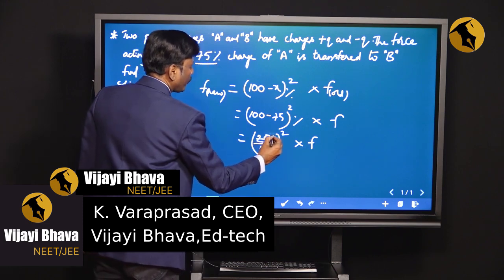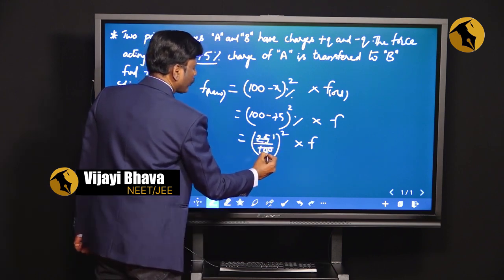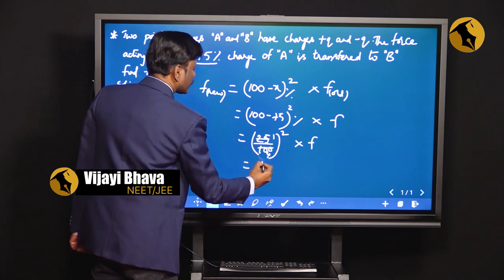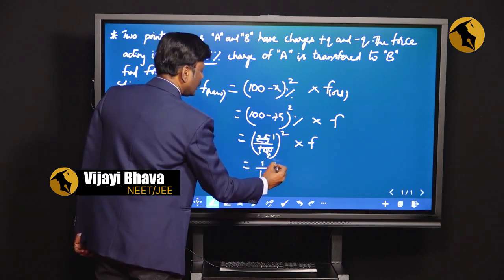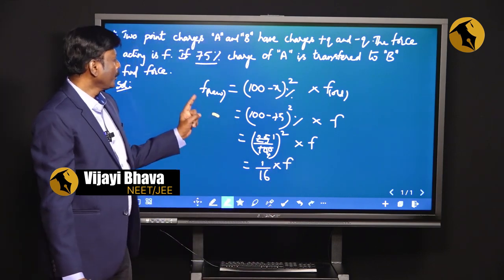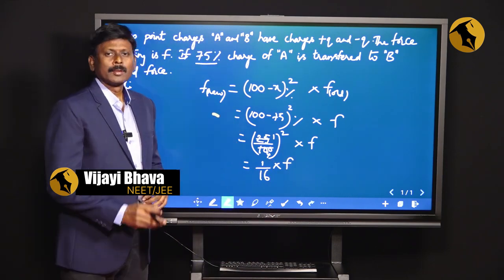Now 25 ones are 25 and 25 fours are 100, so it is 1 by 4 squared, which comes out as 1 by 16 into F. This will be the new force.